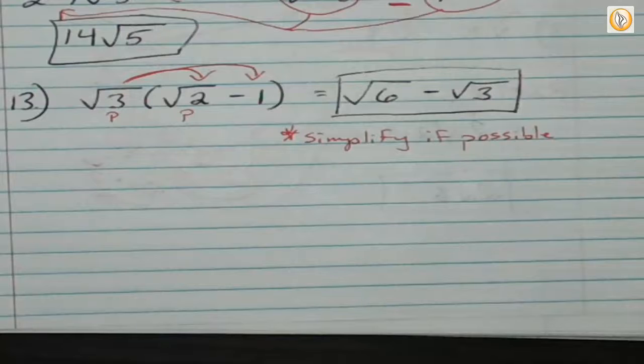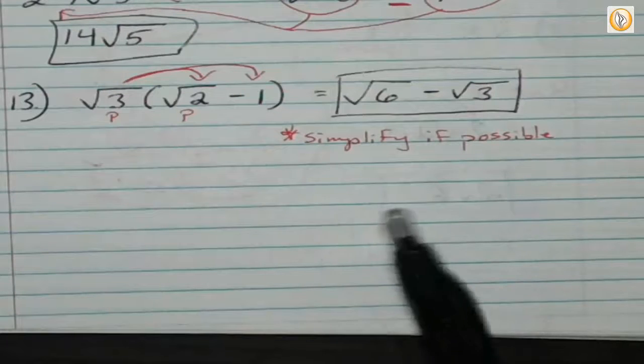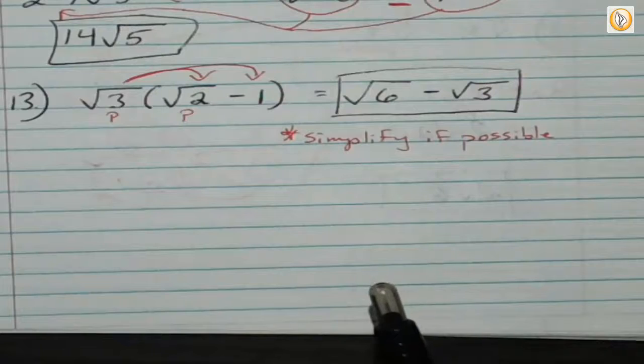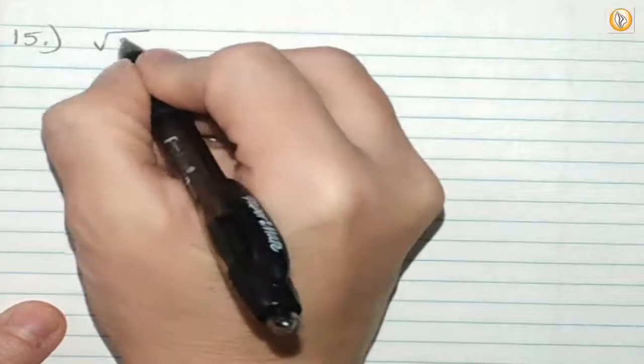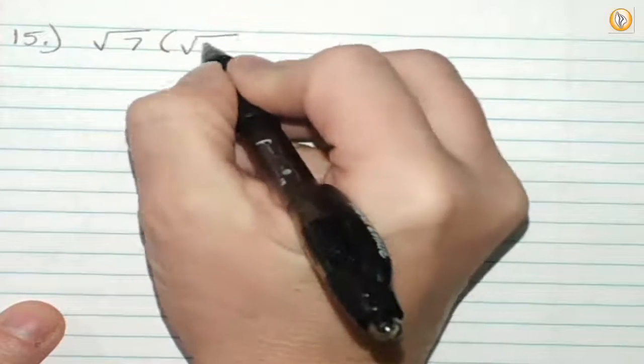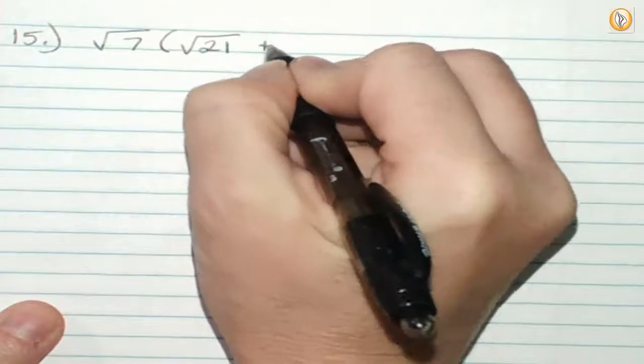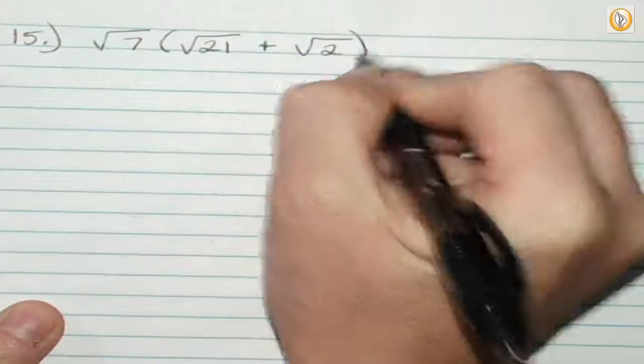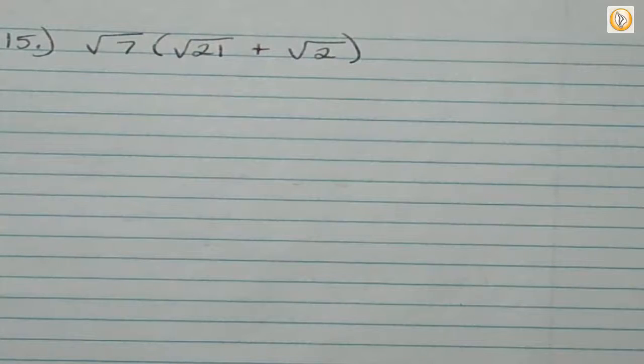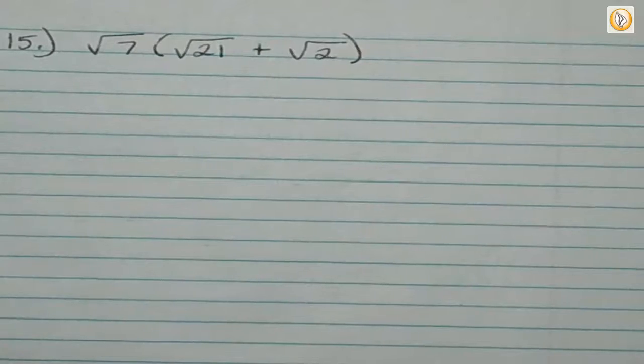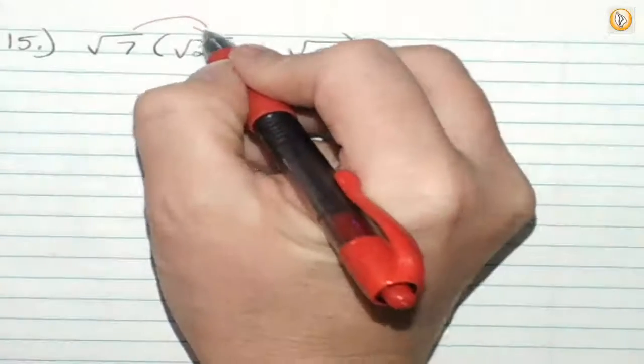For example. Let's do 15. Are there any questions first before we move on? Okay. Square root of 7 times square root of 21 plus square root of 2. Franz. Distributive property. Very good. We're going to do the distributive property.